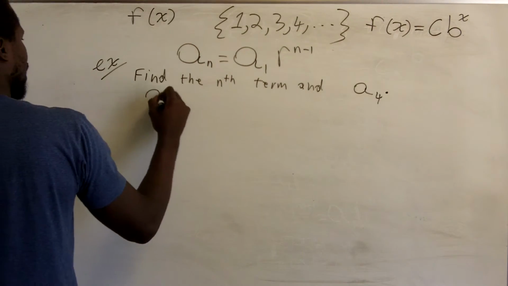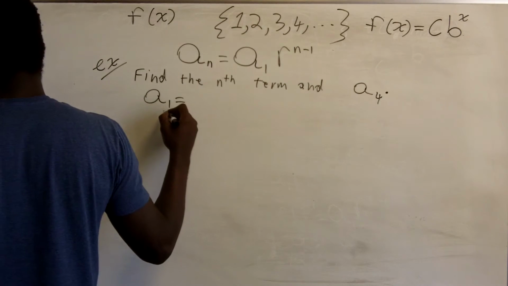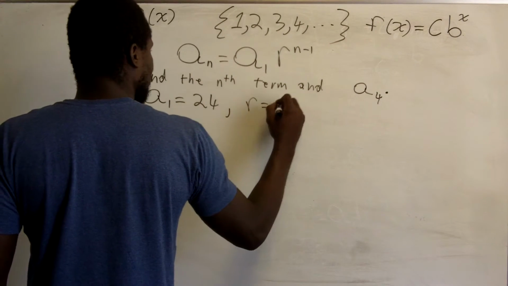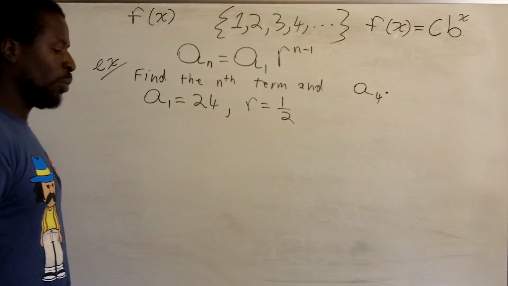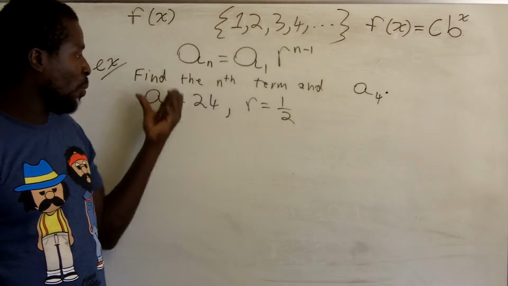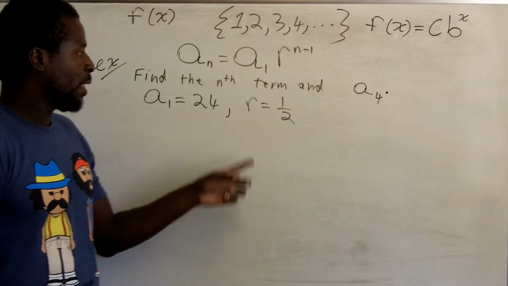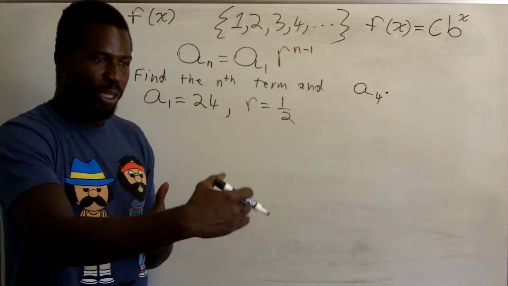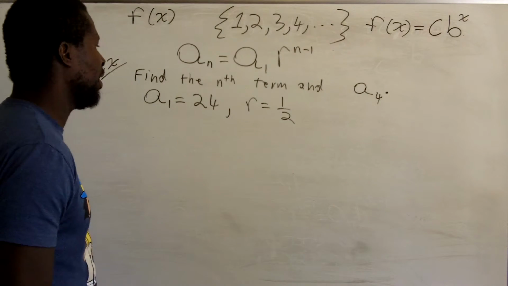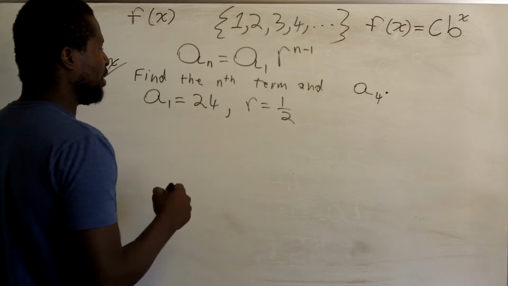Okay, and a1 would be given to us as, let's say, 24, and r as 1/2. So the parts here: a1 is the first term. It's what you get when you plug 1 into the function. r is the common ratio. It's the ratio that's shared by consecutive terms, any pair of consecutive terms. All right, so let's see.